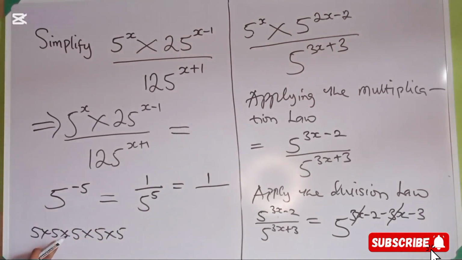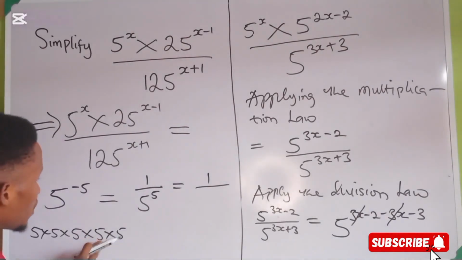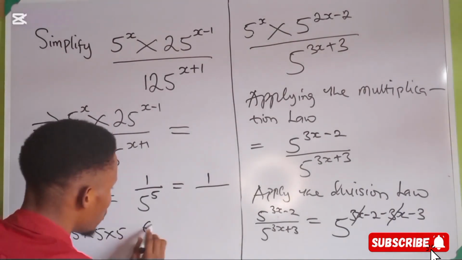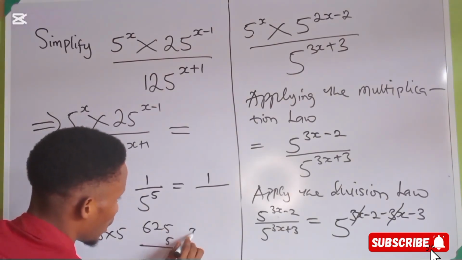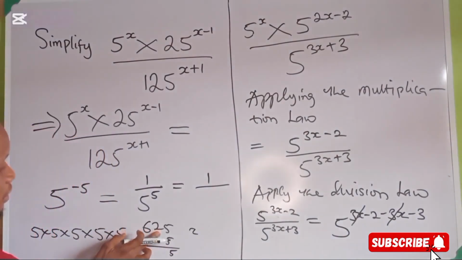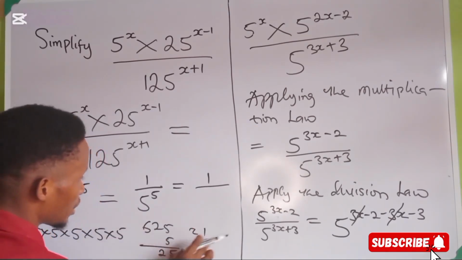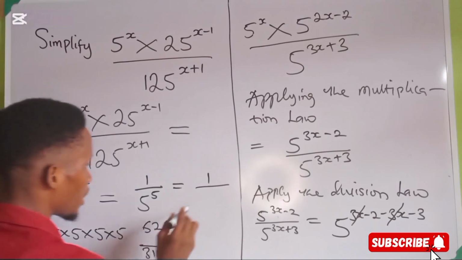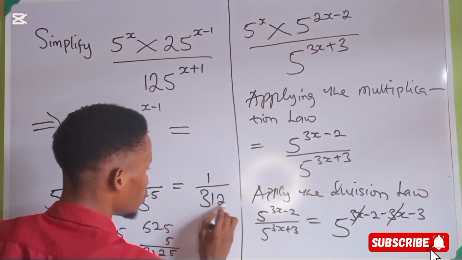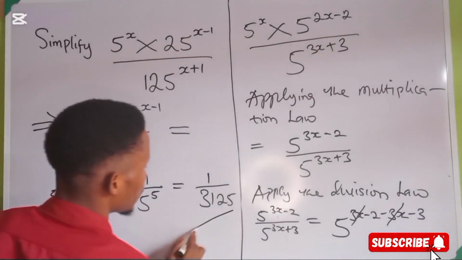So 5 times 5 is 25. 25 times 5 is 125. 125 times 5 is 625. 625 times 5: 5 times 5, you have 5, carry 2. This will have 10 plus 2 is 12, carry 1. This times this is 30, 30 plus this is 31. So the answer here now will be 3125. So that's the answer. This is your final answer.